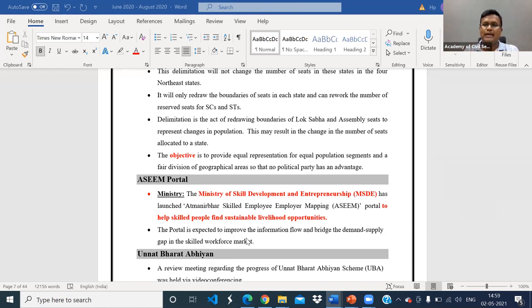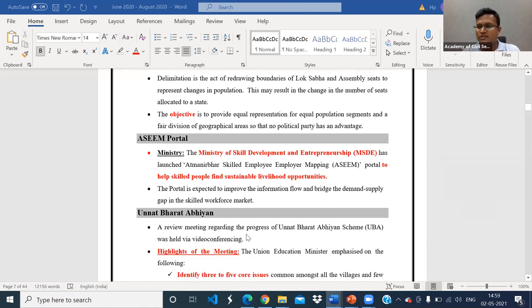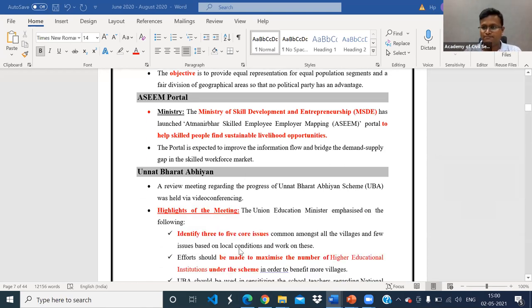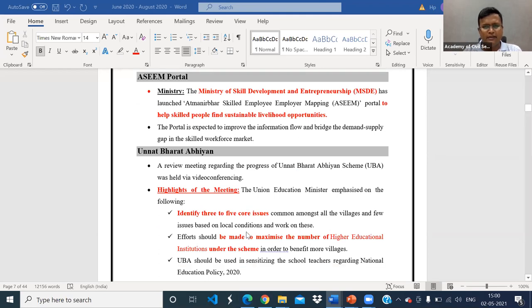Then it will connect between the employee and employer. Unnat Bharat Abhiyan is a good scheme. Obviously, we have students studying in IITs, IIMs, and central universities. After they pass out, they have good talent. Yes, they are highly talented people, but they don't know India. They don't know the needs of India. That is why many who pass out of the IITs and IIMs prefer to settle down outside India instead of serving India.